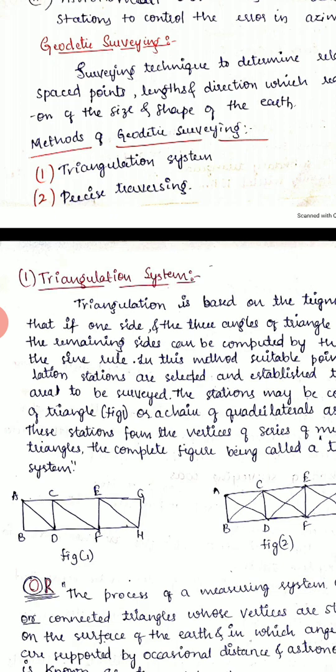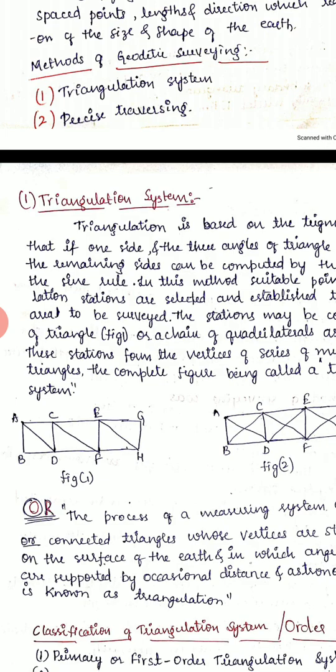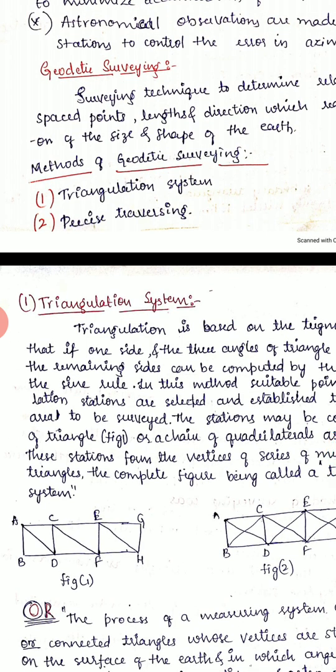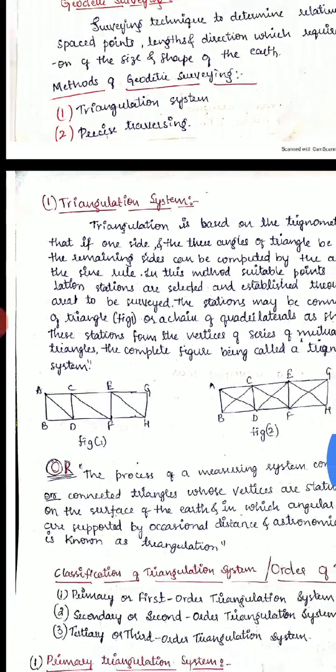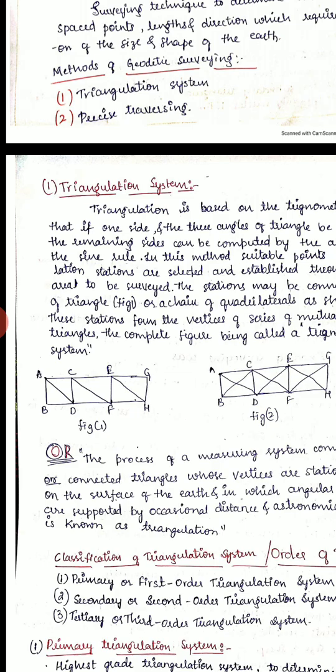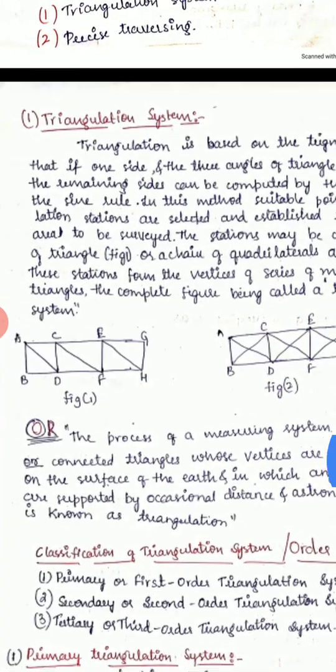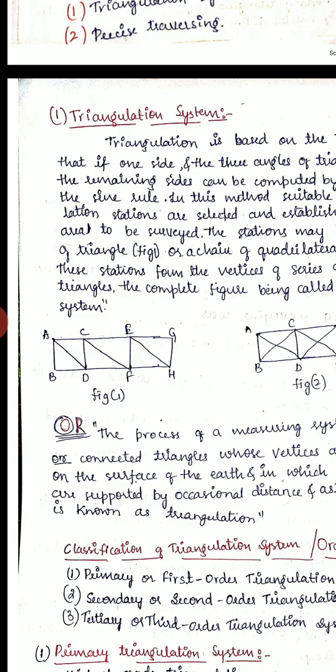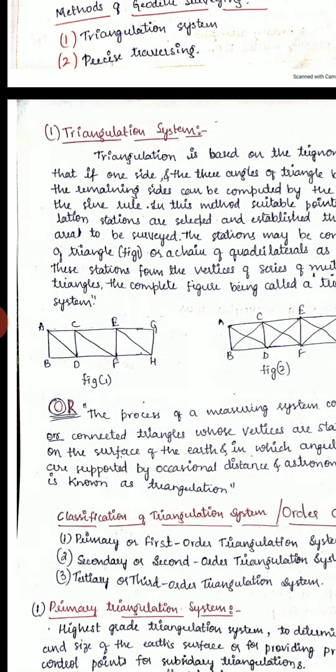So we will see the definition, or else the meaning, of the triangulation system. The process of a measuring system comprised of joined or connected triangles whose vertices are stations marked on the surface of the earth, and in which angular observations are supported by occasional distance and astronomical observations, is known as the triangulation system. Consider figure 1 and figure 2. In these cases there are three boxes connected by triangles. That is nothing but the triangulation system.